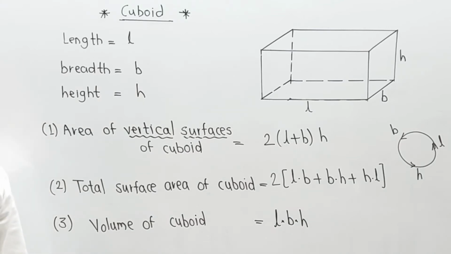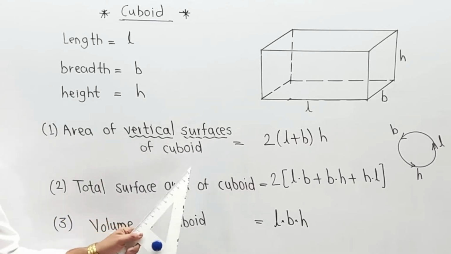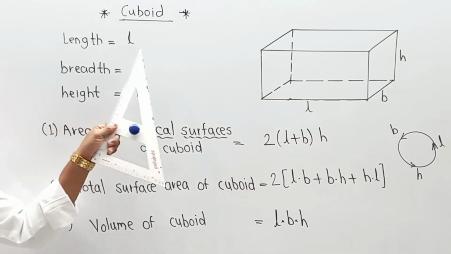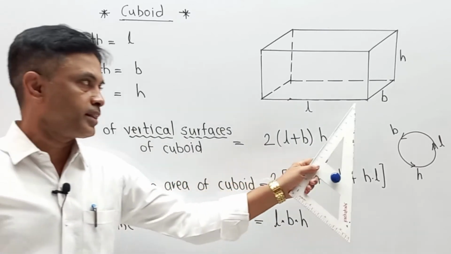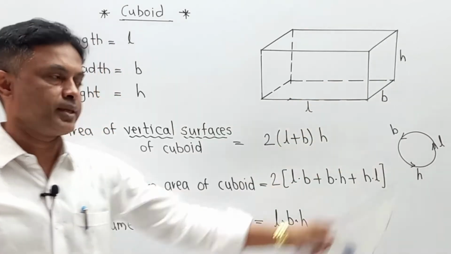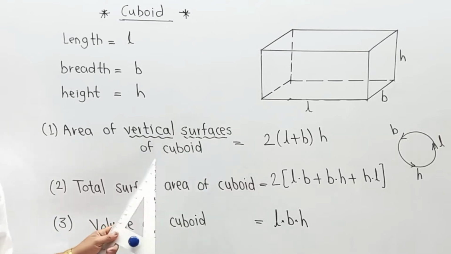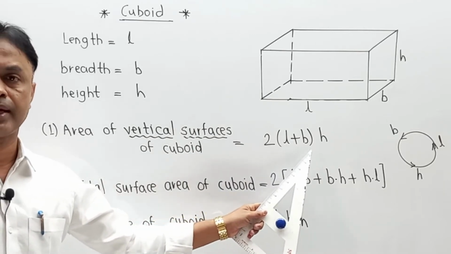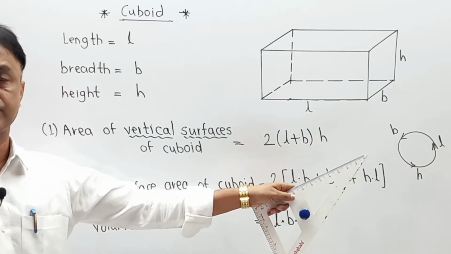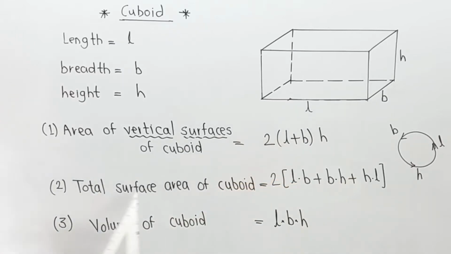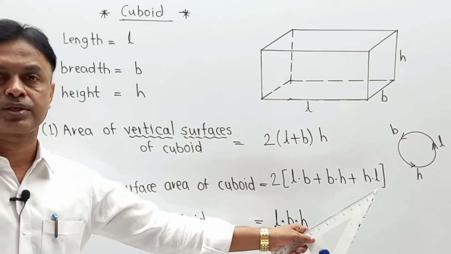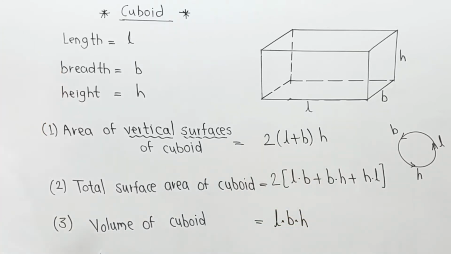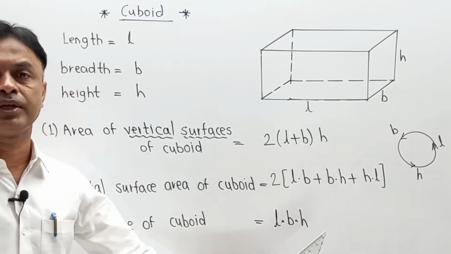So one by one, once again take a quick revision for your understanding. In this cuboid, we have taken length as L, breadth as B and height as H. Area of vertical surfaces of a cuboid is equal to 2 into bracket L plus B bracket close into H. Second, total surface area of a cuboid is equal to 2 into bracket L into B plus B into H plus H into L bracket closed. And last, volume of a cuboid is equal to L into B into H.